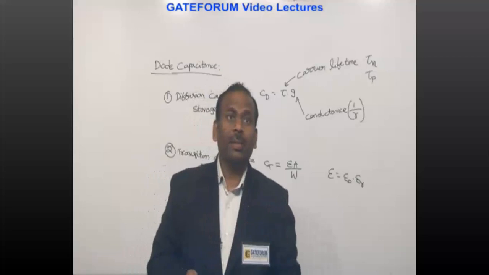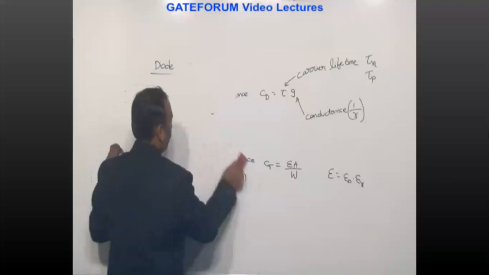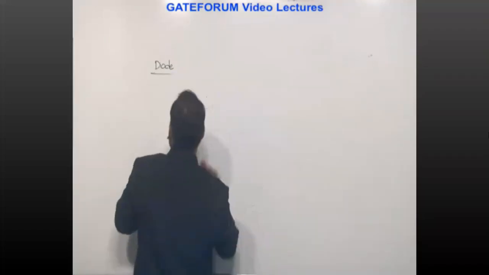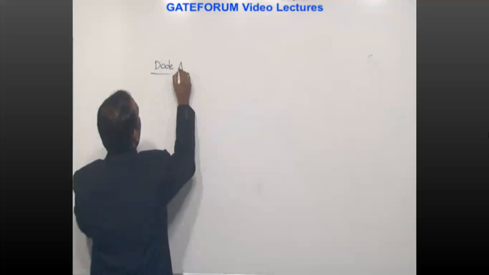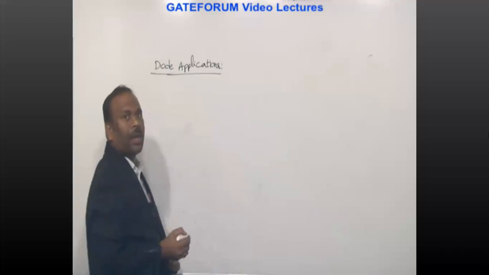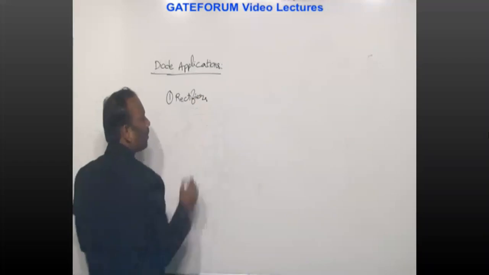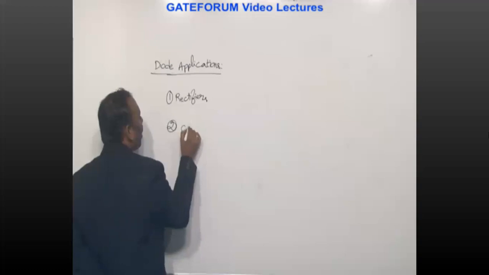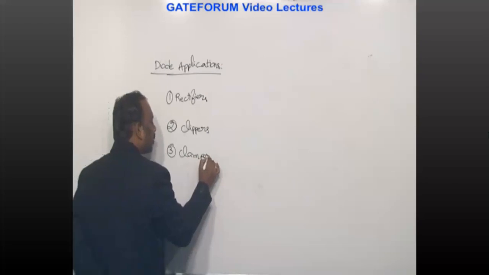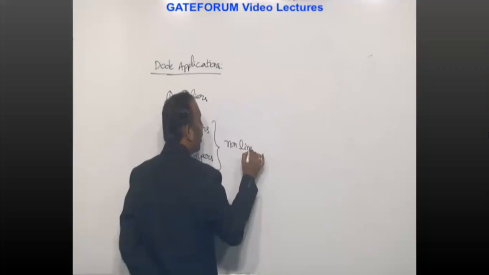Okay, now we are going for diode applications. The first application is rectifiers. The second application is clippers. The third application is clampers. These clippers and clampers together come under the category of non-linear wave shaping.